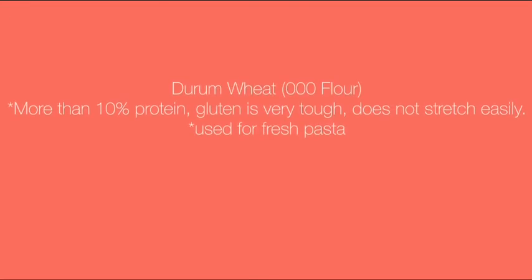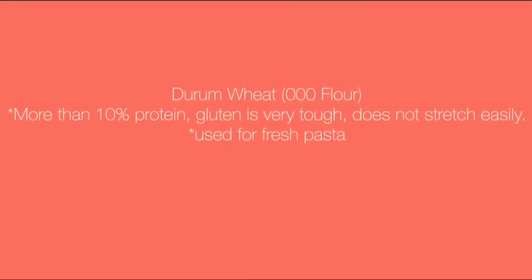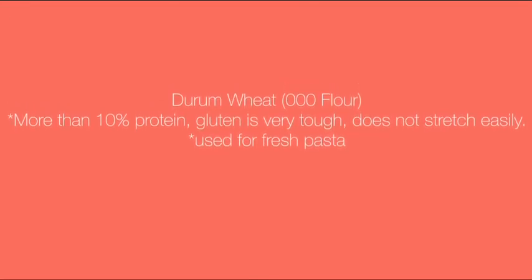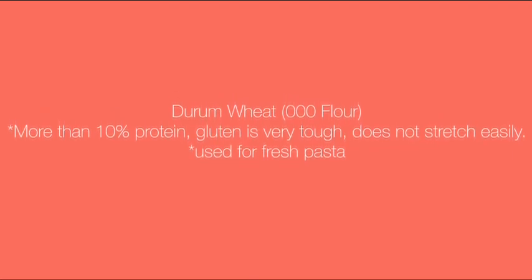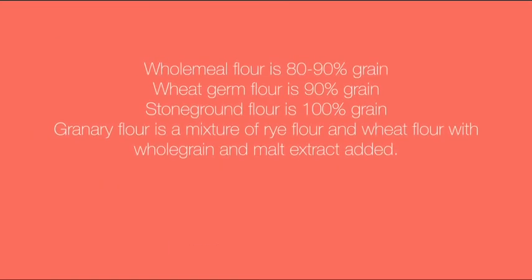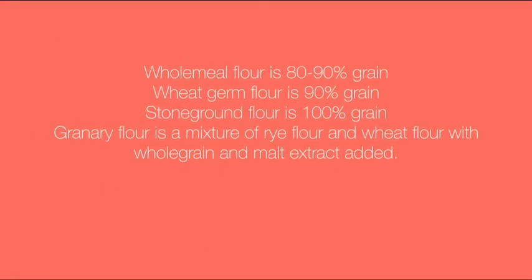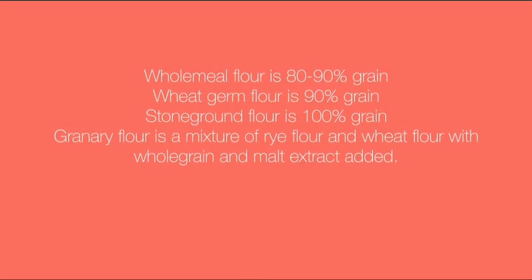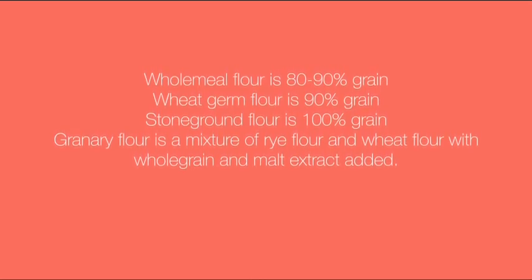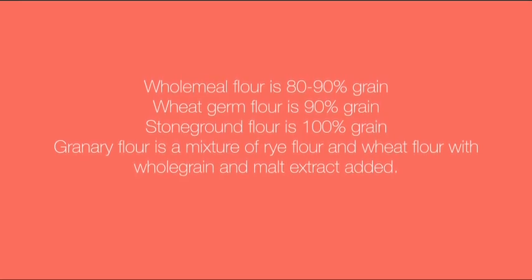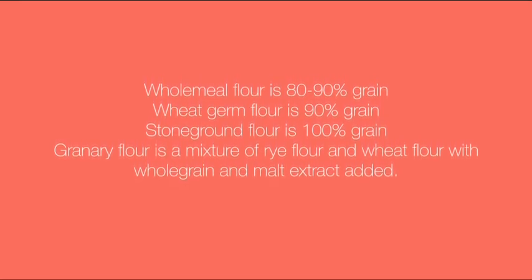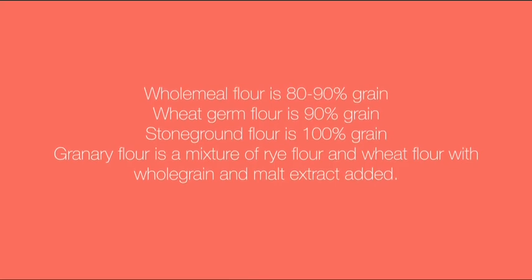From wheat, 000 flour uses more than 10% protein; the gluten is very tough, does not stretch easily, and is best used for fresh pasta. Wholemeal flour is 80 to 90% grain. Wheat germ flour is 90% grain. Stone ground flour is 100% grain. Granary flour is a mixture of rye flour and wheat flour with whole grain and malt extract added.